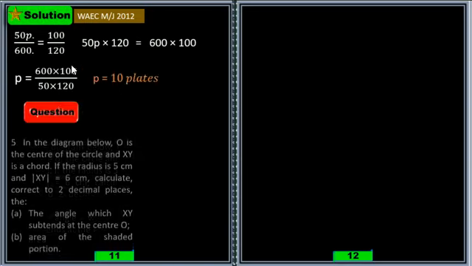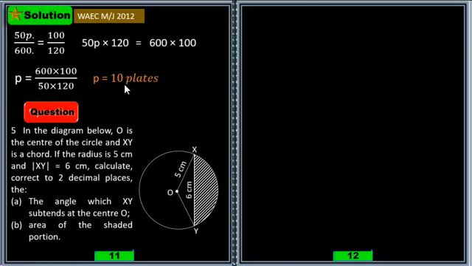Therefore, using calculator to evaluate this, p will give us 10 plates. So the answer to this question is 10 plates.